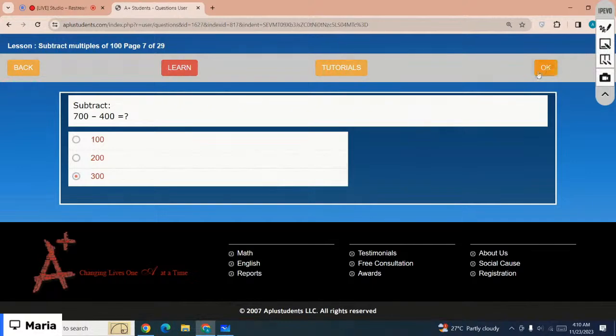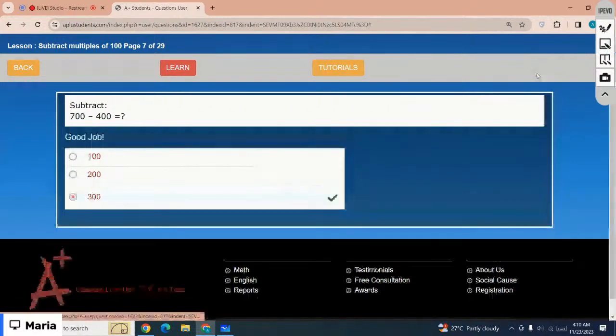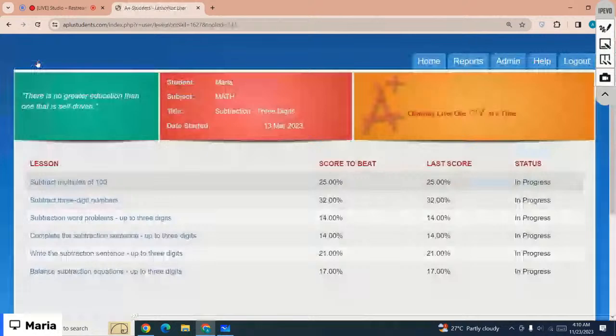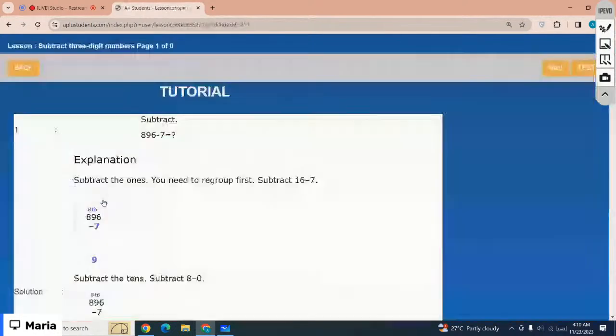You can complete the lesson by yourself later today. Let me move on to the next lesson, subtract three digit numbers. Basically, the concept is that you have to subtract three digit numbers. You have to subtract 896 minus 7.